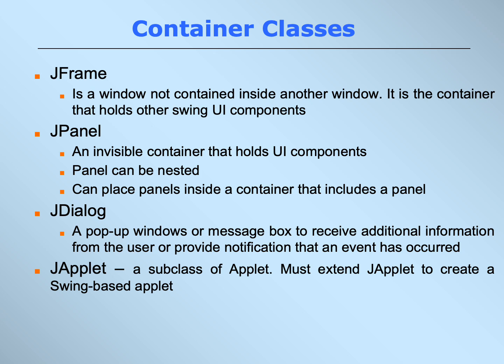JFrame is a window that is not contained inside another window. It is the container that holds other Swing user interface components. JPanel is an invisible container that holds user interface components. Panels can be nested; a panel can be placed inside a container that includes another panel. We are going to look into examples of JFrame and JPanel throughout these slides.